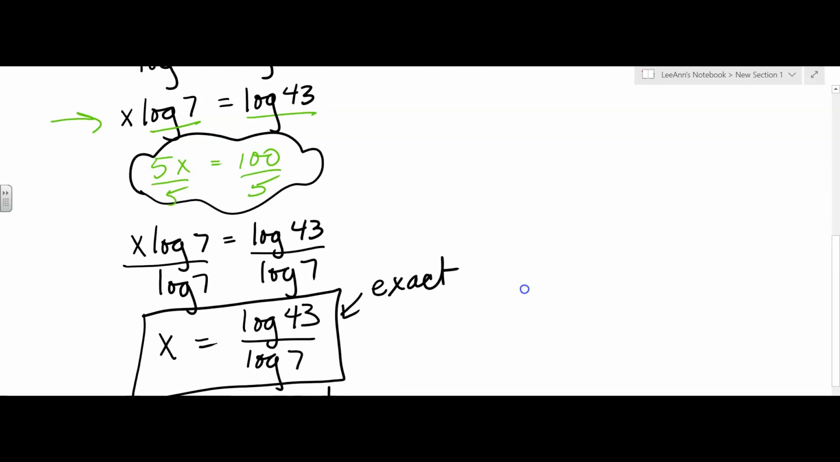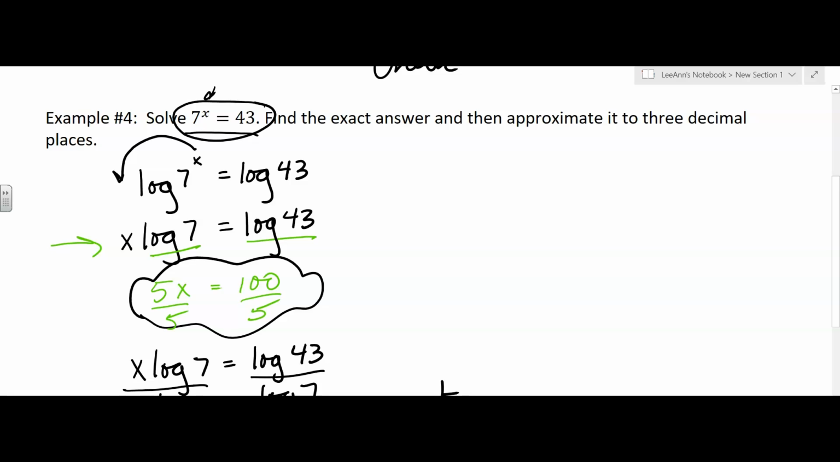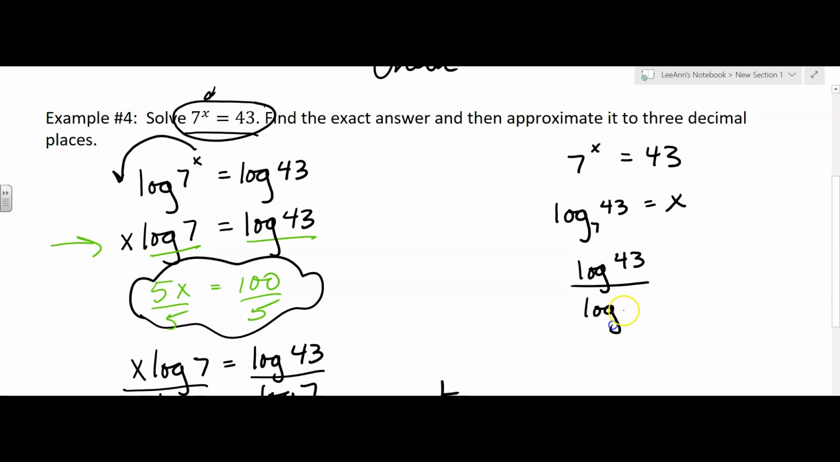Okay, I said I would show you the other way to do this. So you have 7 to the x equals 43. If I change it to a logarithm equation, it is log base 7 of 43 equals x. Well, now I can use the change of base. So log 43 over log 7. And again, I used a common log, but you could use a natural log. And that's what we had on the other way of doing it. Okay, so we get the same answer.